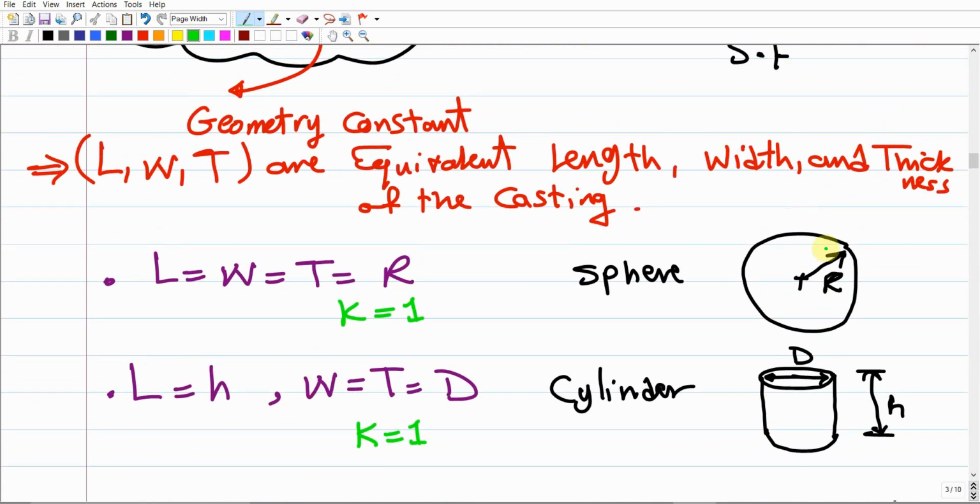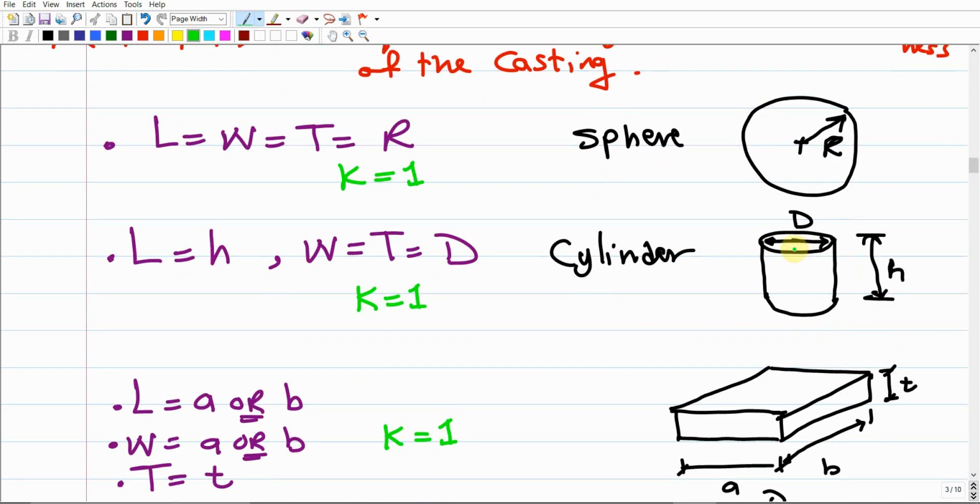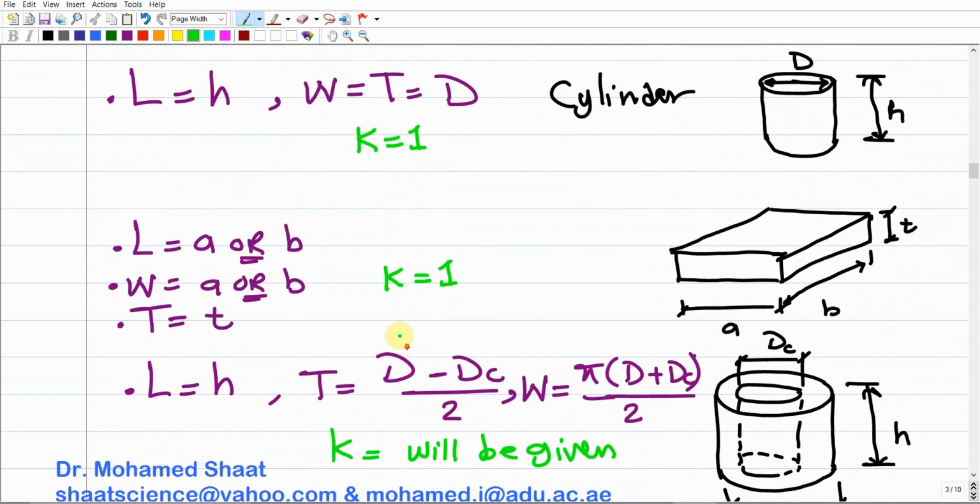In case the casting is a spherical shape, how much should L, W, and T be? All three will be equal to the radius of the sphere of the casting, and K will be equal to 1. In case the casting has a cylindrical shape, you're going to consider the W and the T, the width and the thickness, equal to the diameter of the casting, and the height of the casting will be L, and in this case K is going to be 1.